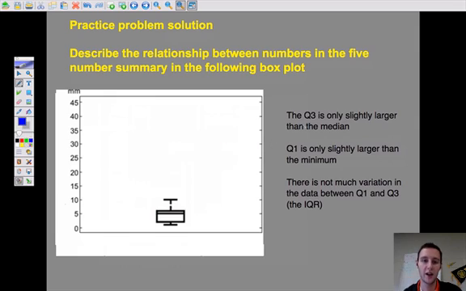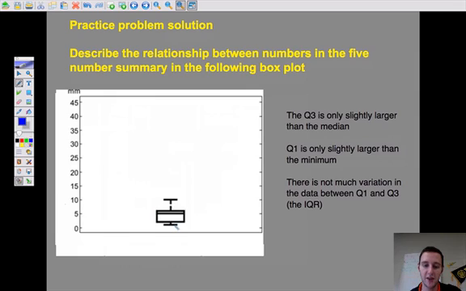So here are some of the comparisons that you could have made between the 5 numbers represented by this box plot. You could have said that the Q3, the third quartile, is only slightly larger than the median. Looks like there might only be a difference of like 1 there. The first quartile is only slightly larger than the minimum. Here's the minimum, here's the first quartile.